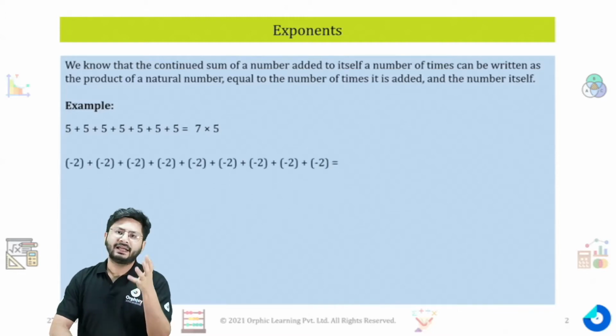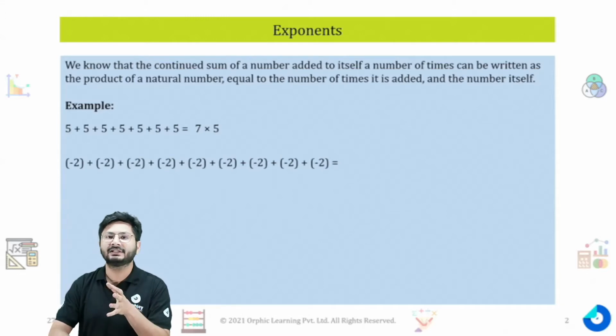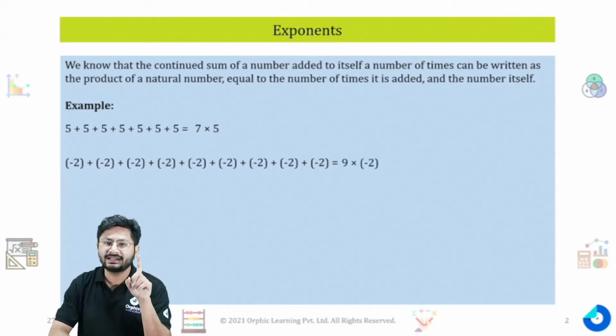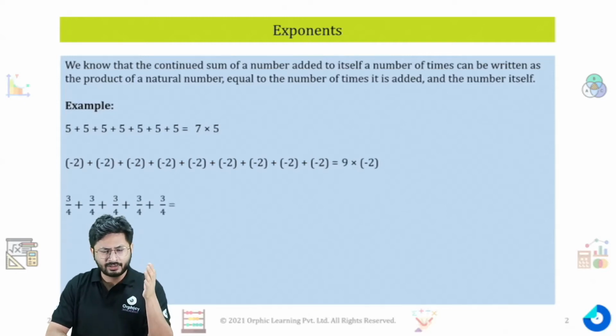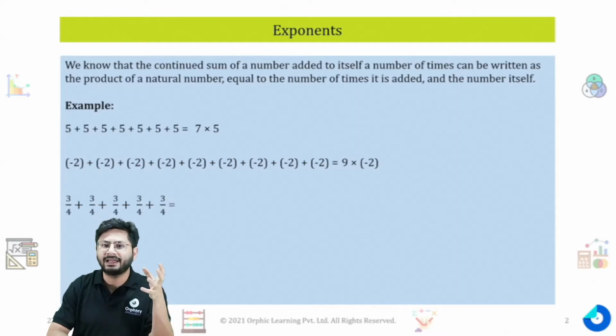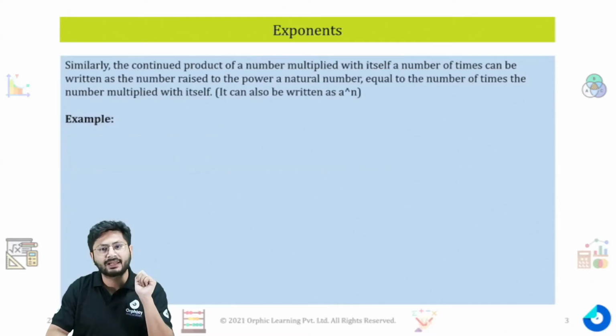Now if I want to add minus 2 to itself 9 times, then in the short form I can write it as 9 into minus 2, which is equal to minus 18. Correct? With the same logic, if I want to add 3 by 4 to itself 5 times, I can write it directly as 5 into 3 by 4. We can do the same thing in exponents also.